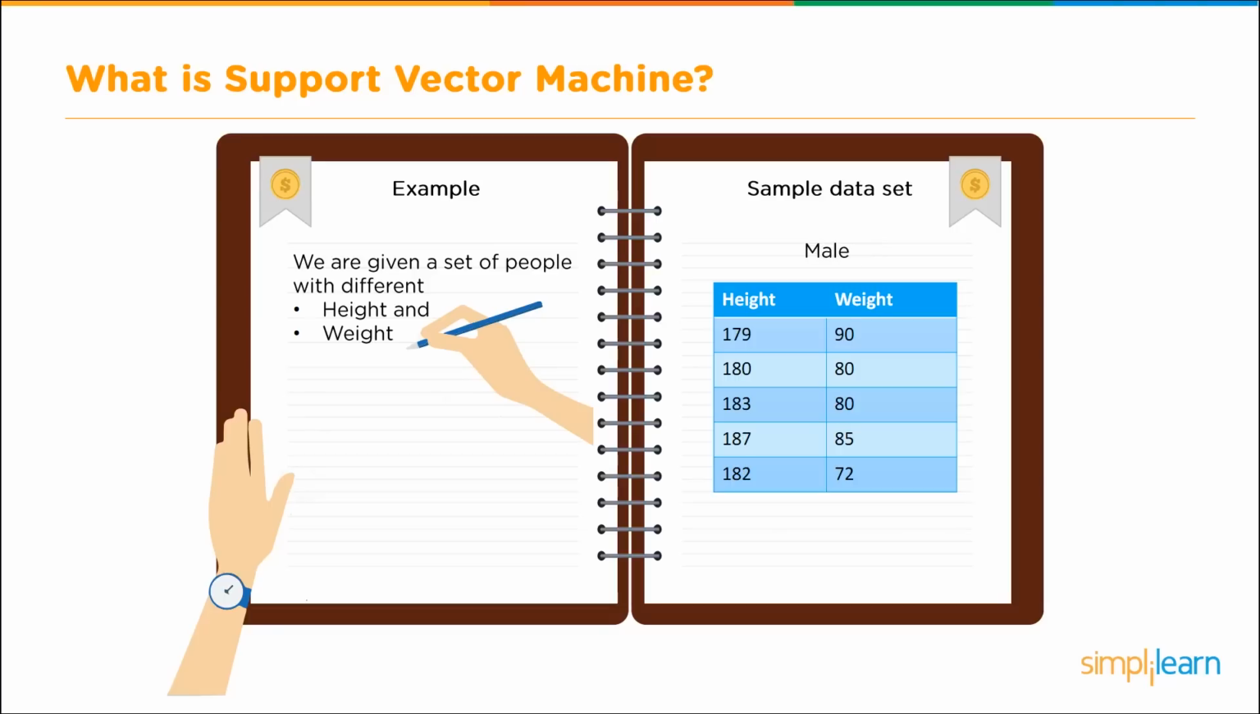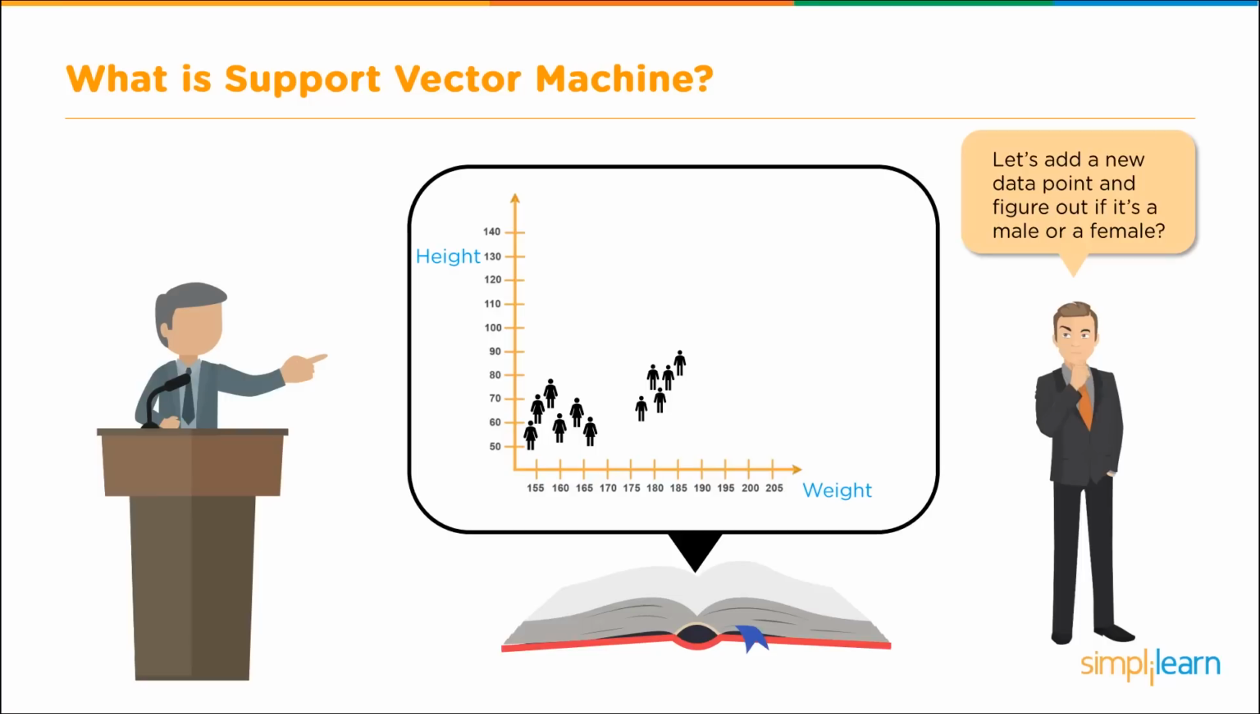And we'll need a sample data set of the male. They have a height 179, 90, 180 to 80, and so on. Let's go ahead and put this on a graph so we have a nice visual. So you can see here we have 2 groups based on the height versus the weight. And on the left side, we're going to have the women. On the right side, we're going to have the men.